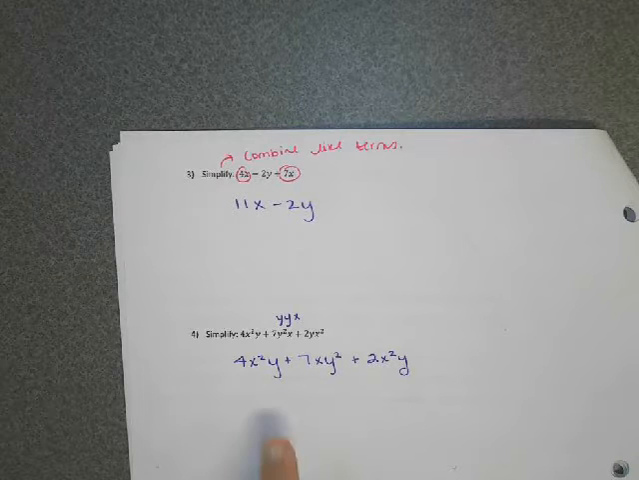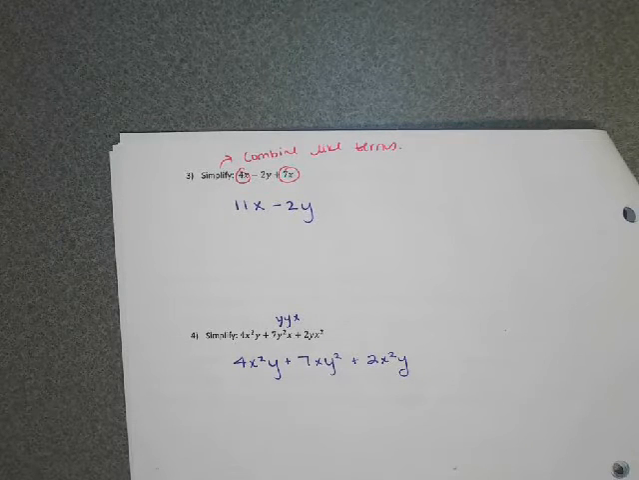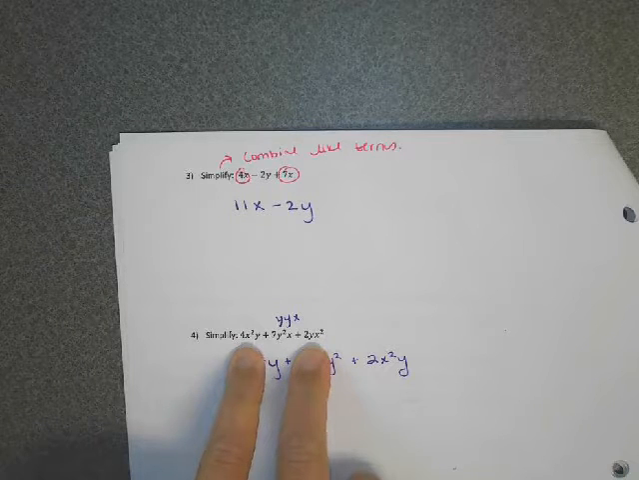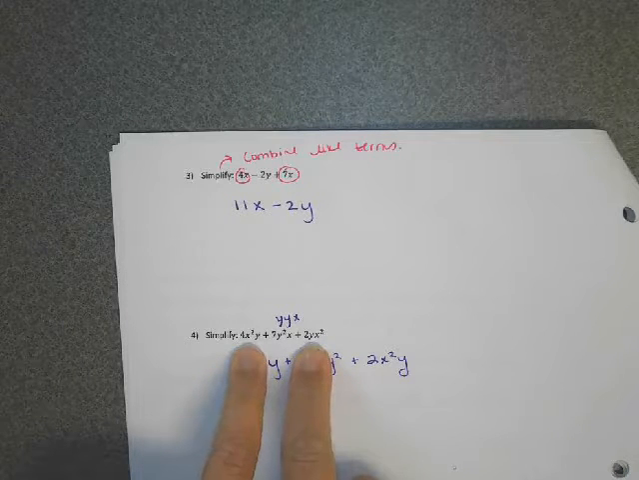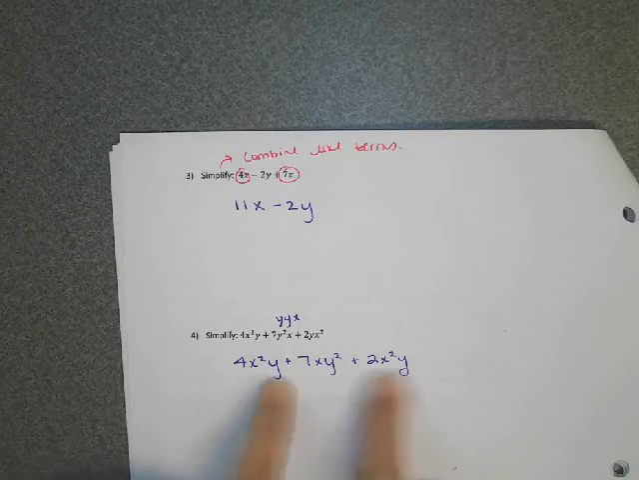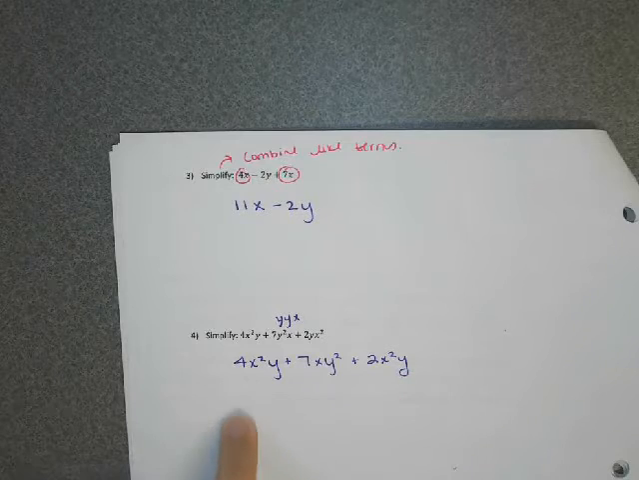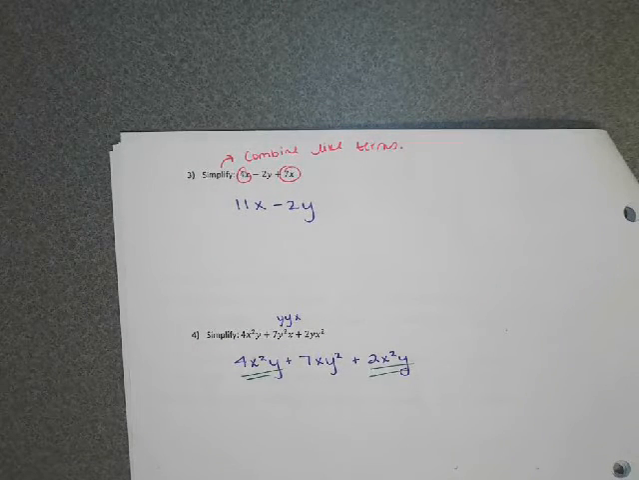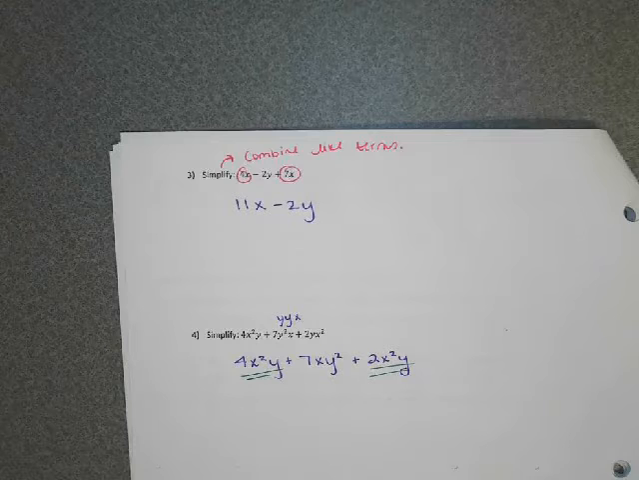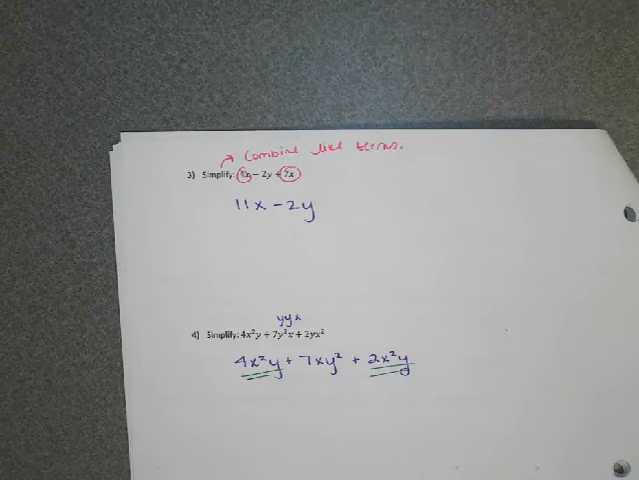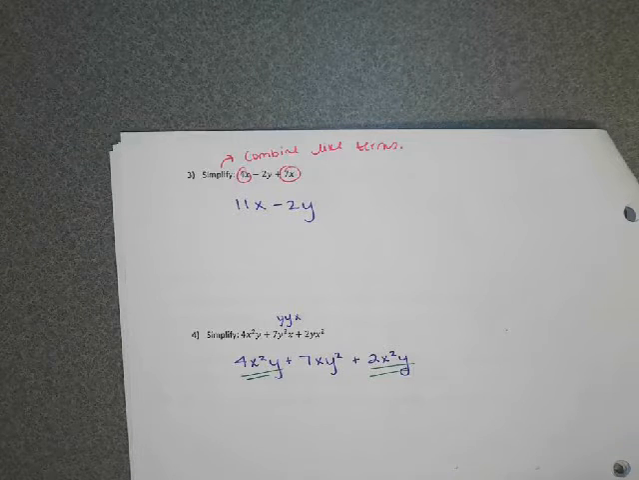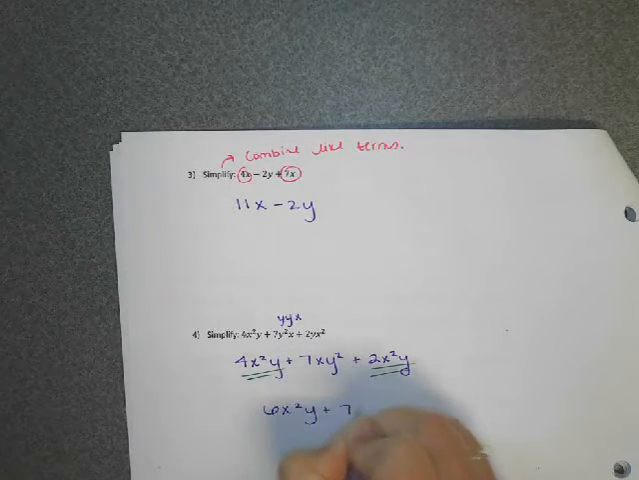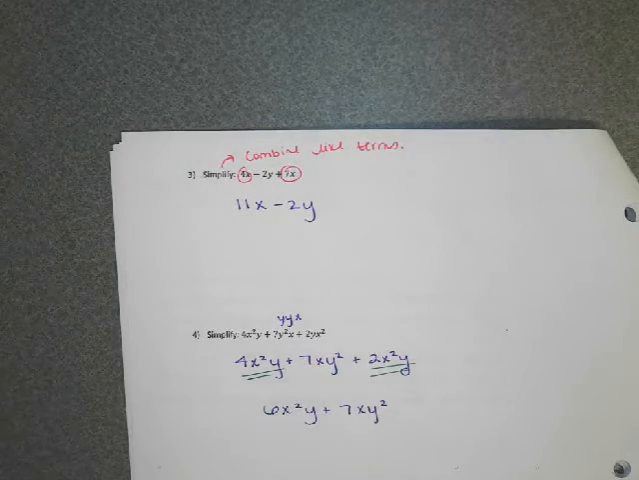Okay. So the reason why we do that is because now it's a little bit easier, whereas the 4x squared y and the 2yx squared didn't look like they were like terms. If you put them alphabetically, now they match. Okay, it's a little bit easier to see that this and this are like terms because they both have x squared y on them. So then when we combine those like terms, we have 6x squared y plus 7xy squared.